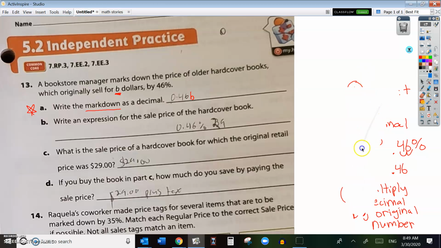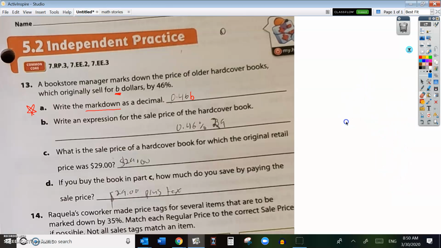So, step 1, convert percent to decimal. Step 2, multiply decimal by original number. So let's remember that as we write an expression for the sale price of the hardcover book. This rectangle represents 100% of the original price of the book. They're taking off 46%. So the customer is actually paying 54%.